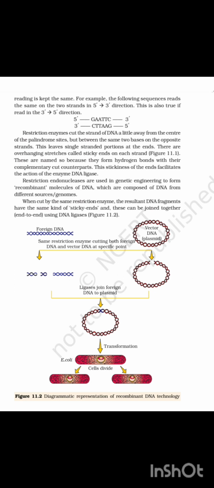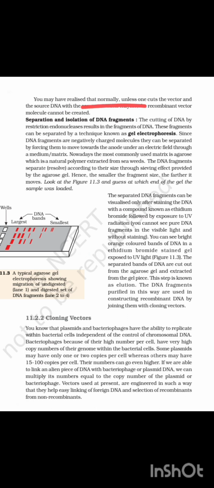Restriction endonucleases are used in genetic engineering to form recombinant molecules of DNA, which are composed of DNA from different sources or genomes. When cut by the same restriction enzyme, the resultant DNA fragments have the same kind of sticky ends, and these can be joined together end to end using DNA ligase. Figure 11.2, diagrammatic representation of recombinant DNA technology. You may have realized that normally, unless one cuts the vector and the source DNA with the same restriction enzyme, the recombinant DNA molecule cannot be created.